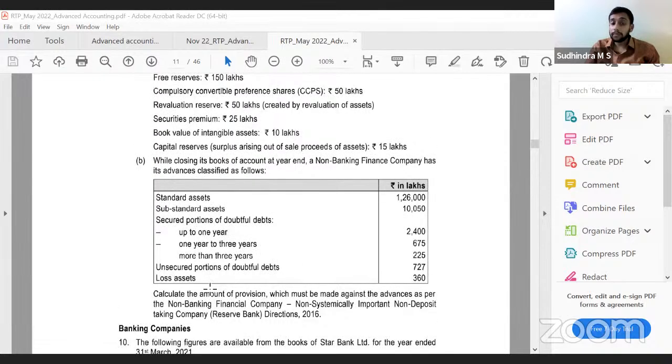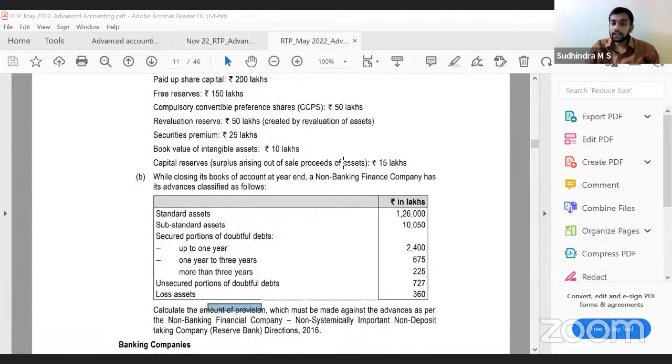Next, they have given us standard, substandard, doubtful, unsecured portion of doubtful and loss assets. We have to create amount of provision. We have to calculate the amount of provision based on the percentage that we know. Now for standard asset, what is the percentage that we have to take here? 0.25. Very good. 0.25 because this is not systematically important, non-deposit accepting NBFCs, right? That is the key.